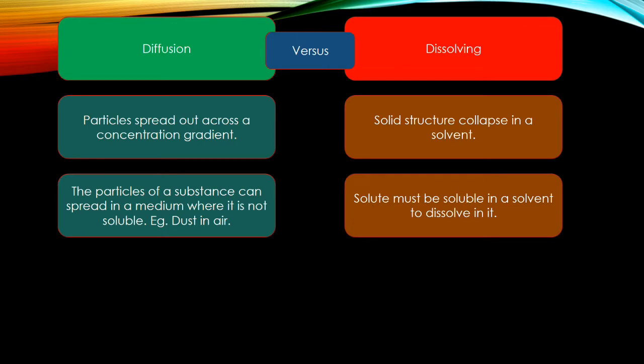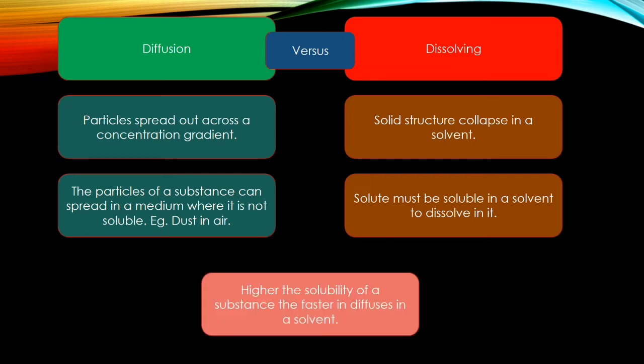In dissolving, the solute must be soluble in the solvent. If the solute is not soluble in the solvent, then it is not going to dissolve. The higher the solubility of a substance, the faster it is going to dissolve and the faster it is going to diffuse in a given medium.